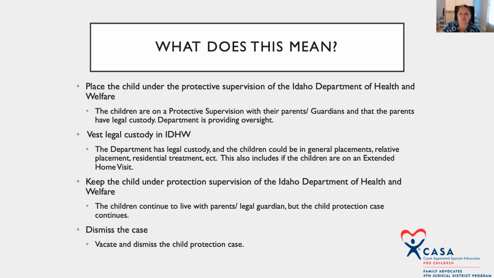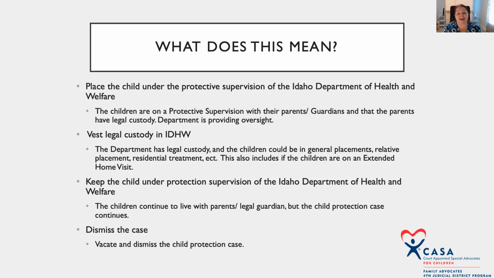When the children are on protective supervision, as a reminder, for them to be able to come back into foster care fully and for the department to have legal custody over them again, either the police need to declare the children in imminent danger, or the department needs to go to the judge and request permission to bring the children back into care.